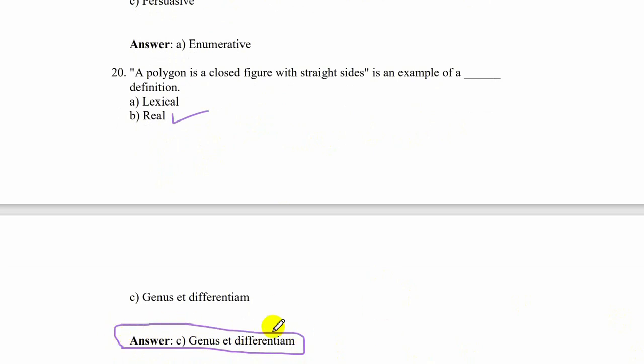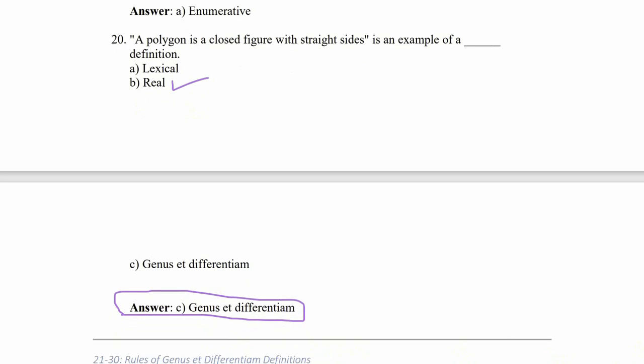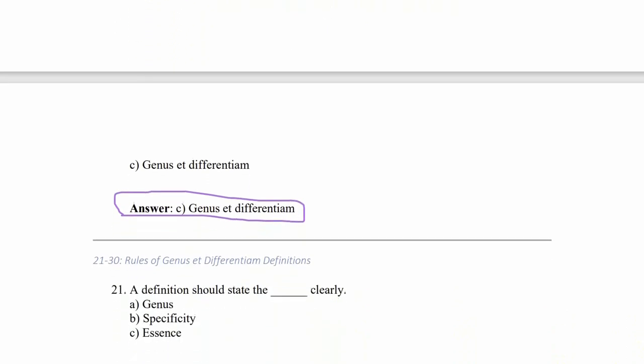So this way it will help us to understand whether we have clarity of what a particular definition is, or what a particular topic is. It seems I'll have to revisit the genus et differentia again in more detail. I'll create a video on that. A definition should state the genus clearly.